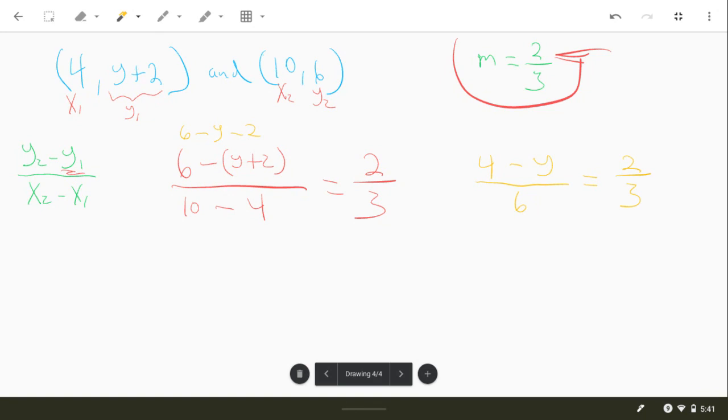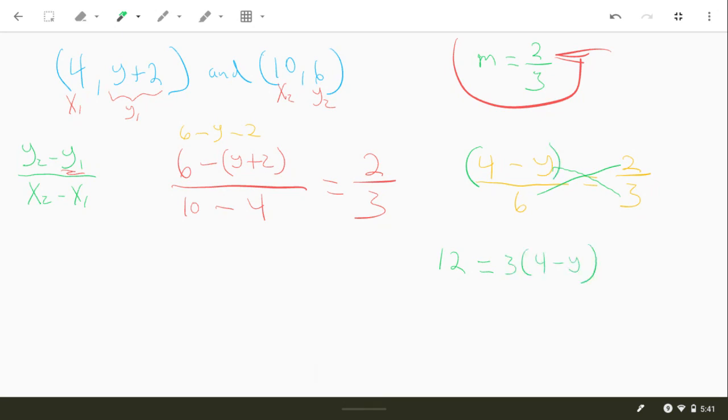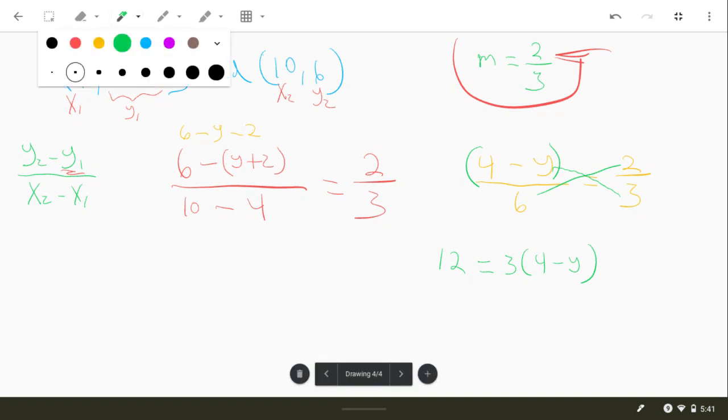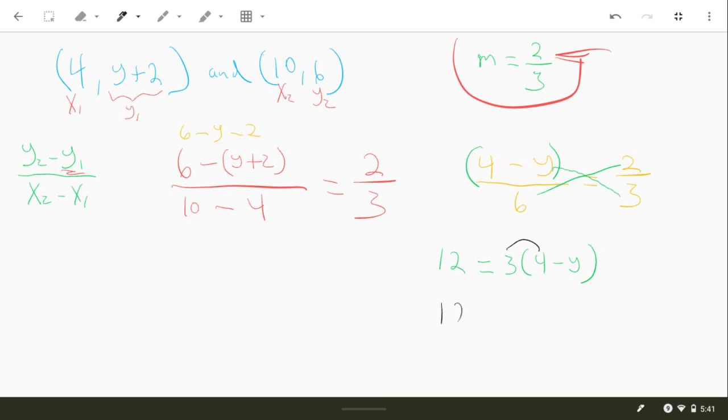Now from here, we can go ahead and cross multiply. So 6 times 2, that's going to be our 12. And then on the other side, 3 times this whole 4 minus y. So 3 times 4 minus y, like that. Let's go ahead and distribute our 3 inside. We're going to get 12 equals 3 times 4 is 12. 3 times negative y is negative 3y.